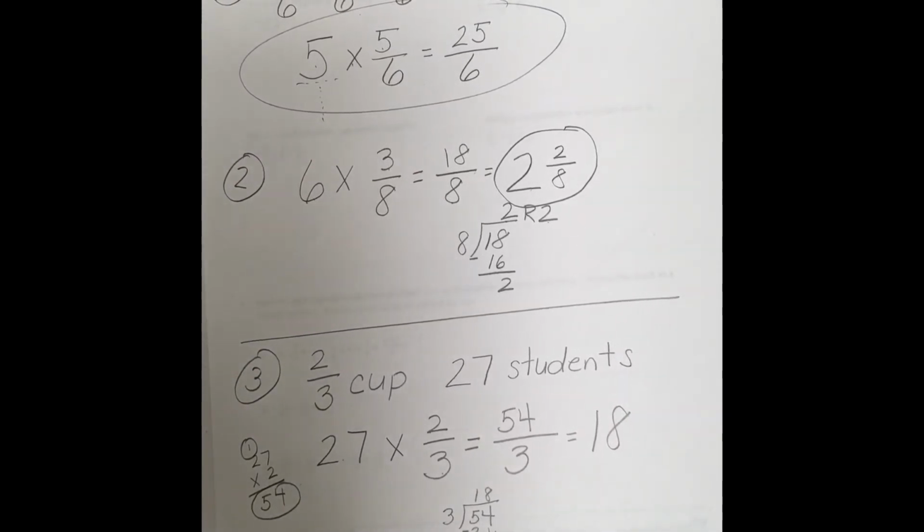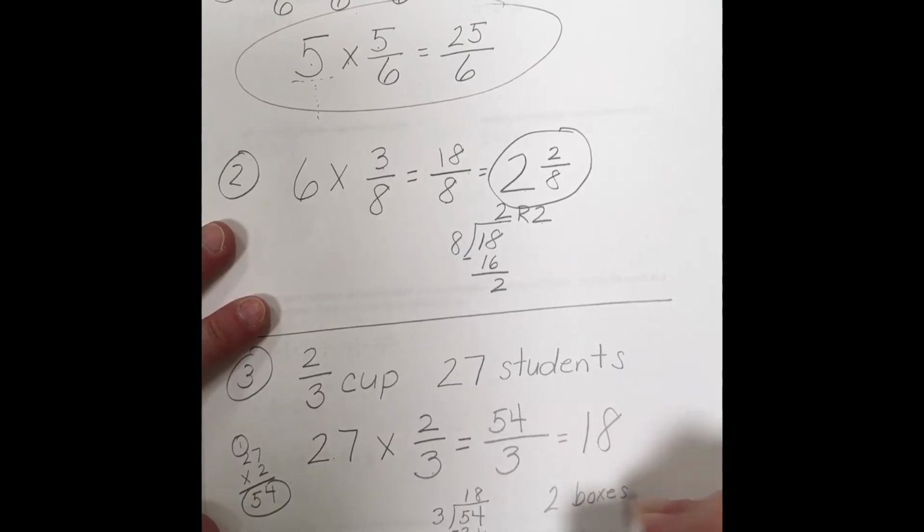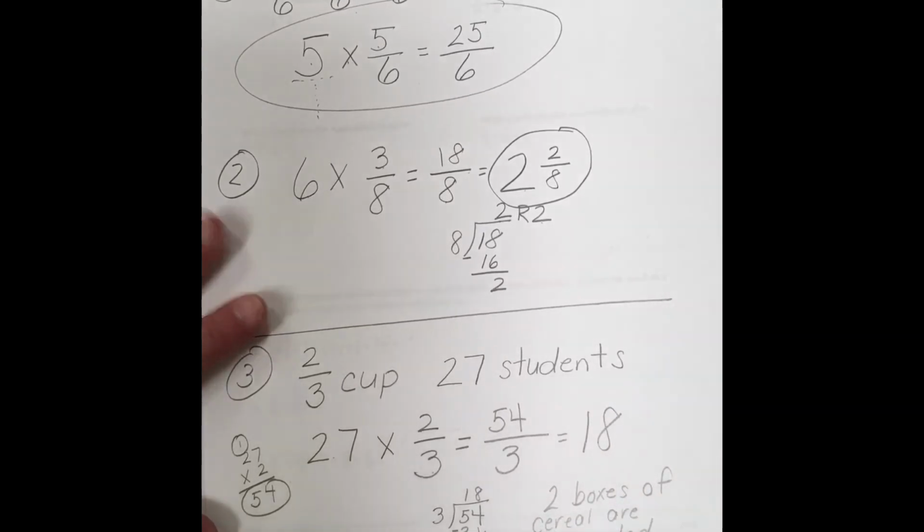Well, I had told you that 1 box of cereal contains 16 cups. So if we have 18 cups, we are going to need 2 boxes of cereal. And remember, whenever I'm working with a word problem, I always like to write my answer in a sentence. So what we're doing today is really nothing totally brand new. Like we talked about the other day with fractions, we just keep building on what we already know.